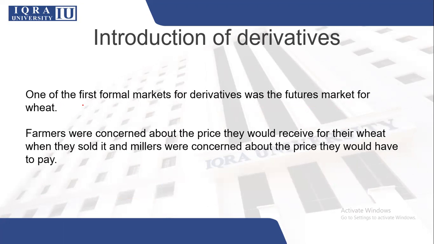Now, one of the first formal markets for derivatives was the futures market for wheat. Initially, derivatives started very simple, in a simple market where farmers used them. Farmers were concerned about the price they would receive for their wheat when they sold it, and millers were concerned about the price they would have to pay. You cannot know the price of wheat beforehand. It will depend upon the harvest, and that would determine the price.